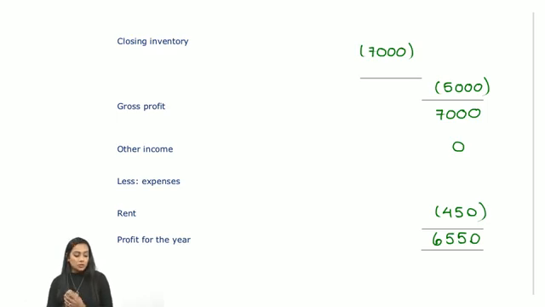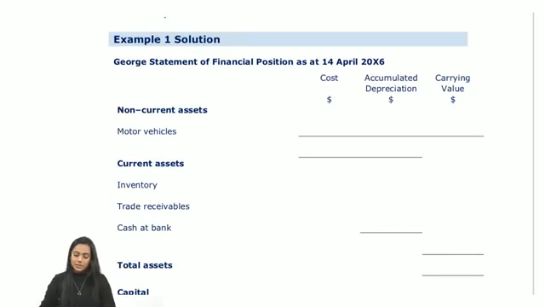Let's move on to George's statement of financial position. Now, this is also known as the balance sheet, meaning that the assets must equal the capital plus the liabilities. So George's statement of financial position as at April 16. So we start off with the non-current assets. The only non-current asset George has is the motor vehicle of 7,000. It costs 7,000. We haven't depreciated it yet, so that's going to be 0. So the carrying value is 7,000, complete.